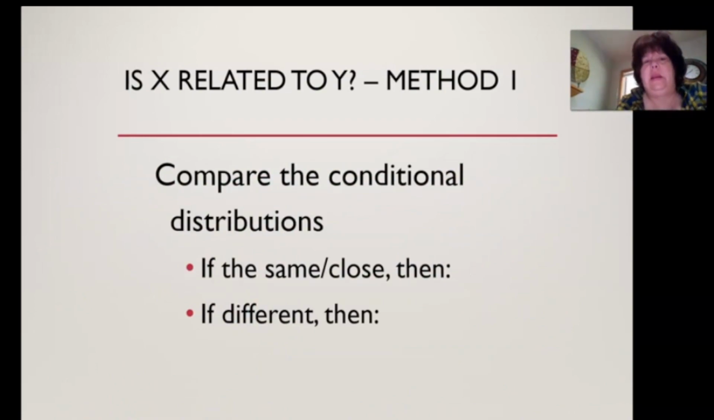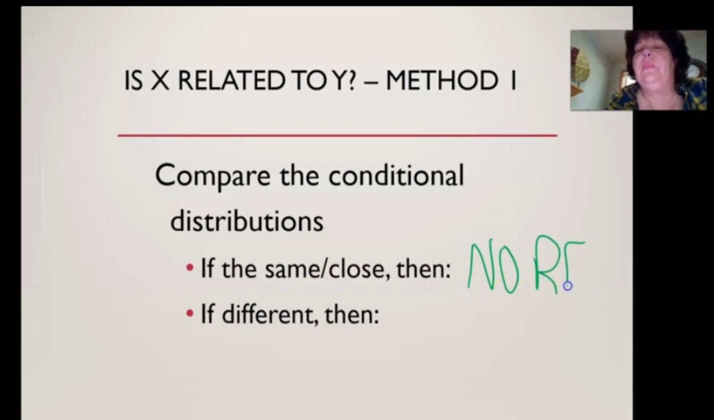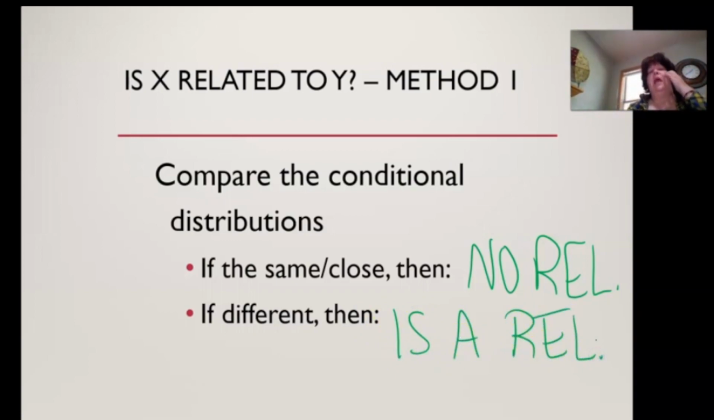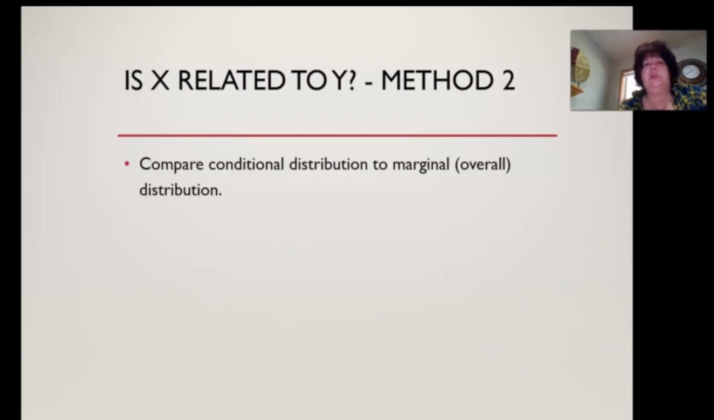And that was called method 1, comparing the conditional distributions. If they're the same or close to each other, then there's no relationship. And if they're different, then there is a relationship. So we had them exact. And for this class, for exams and things, I'll make sure they're either the exact same or they're really, really different. So close doesn't really come into it because everybody has a different definition of close.